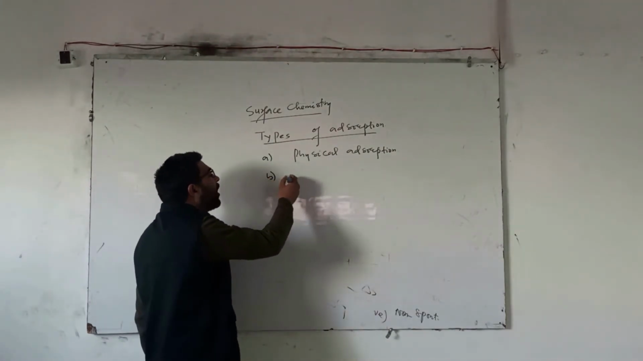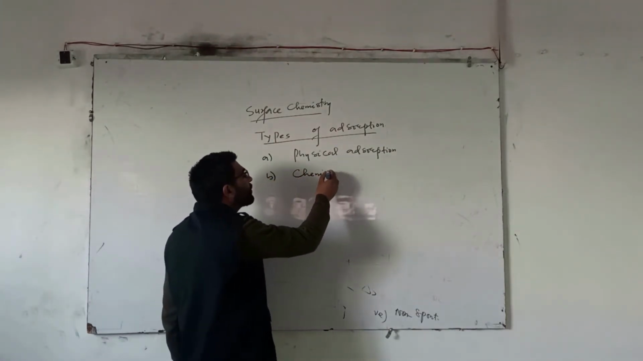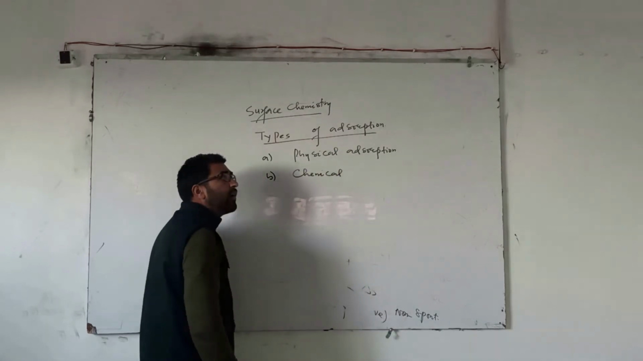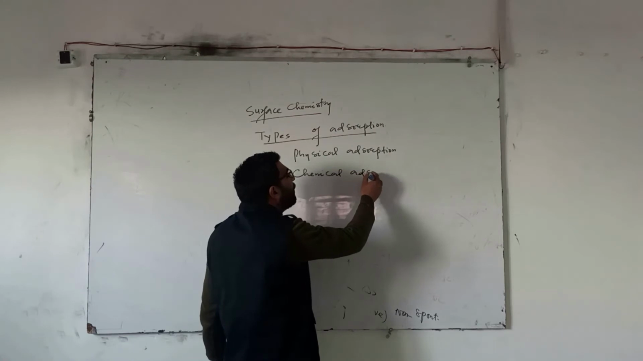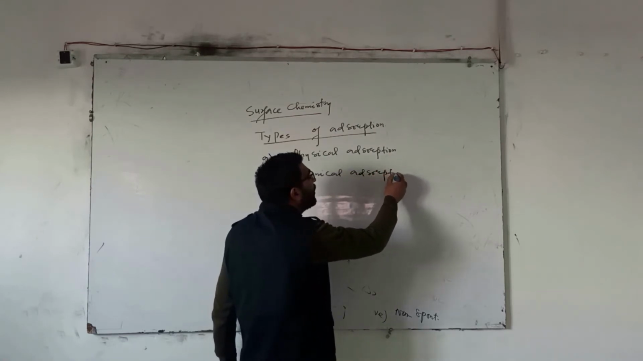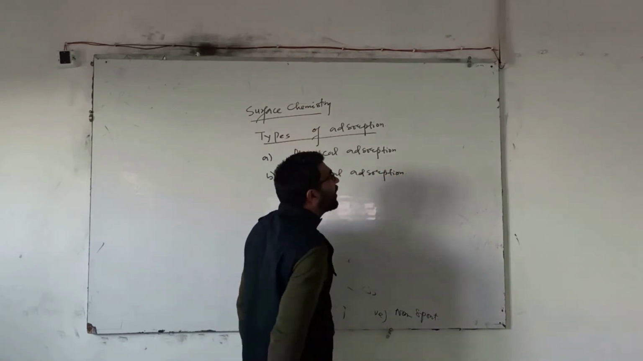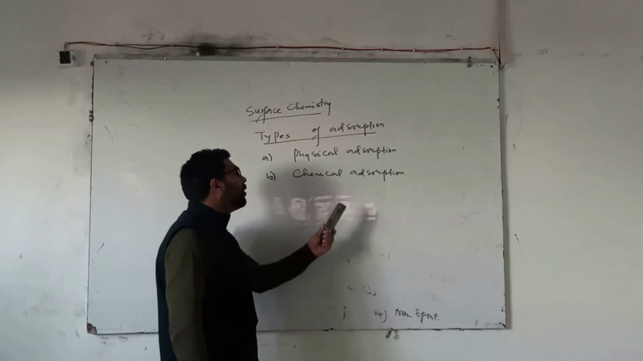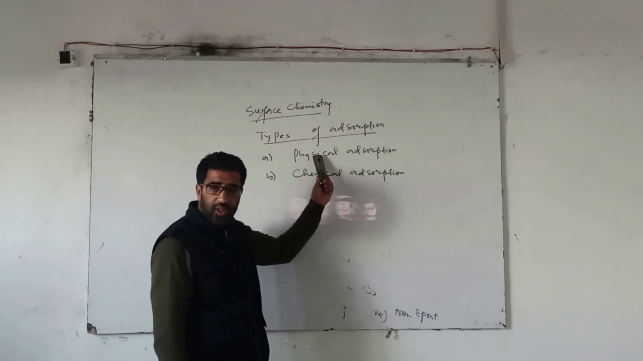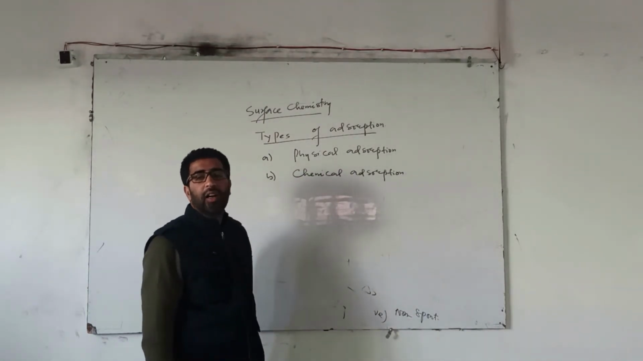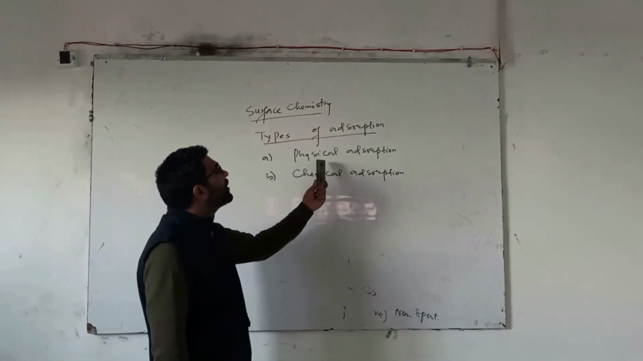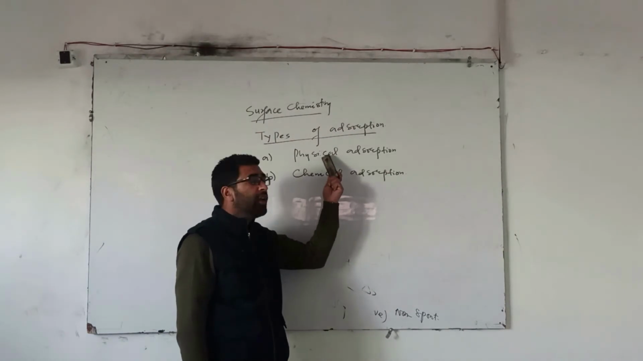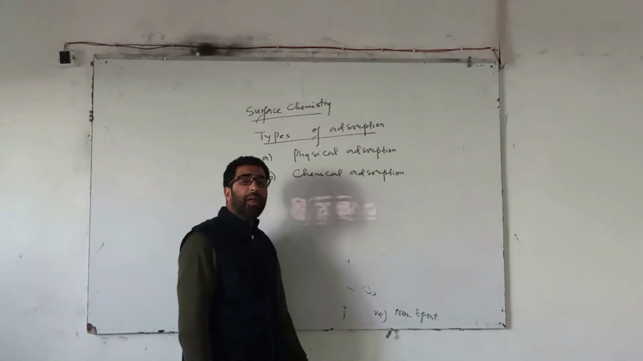Number first is called physical adsorption. Number second is called chemical adsorption. So there are how many types of adsorption now? Two. One is called physical adsorption and the second is called chemical adsorption. Now, what is meant by physical adsorption and what is meant by chemical adsorption?